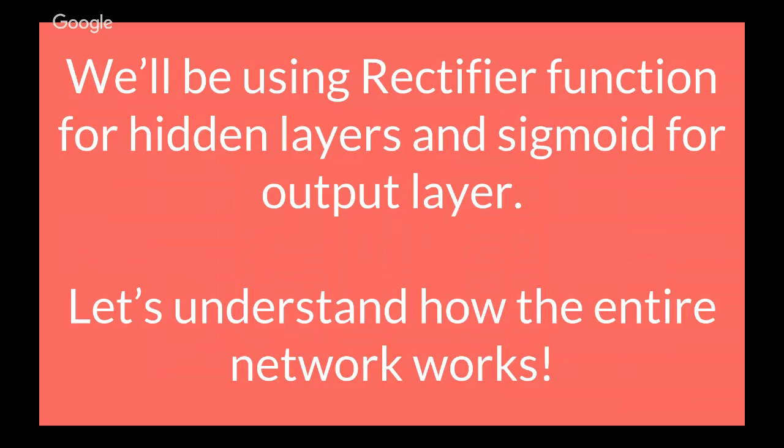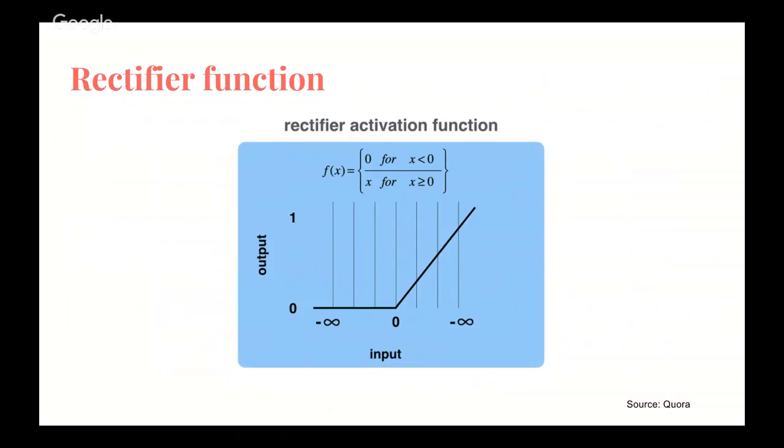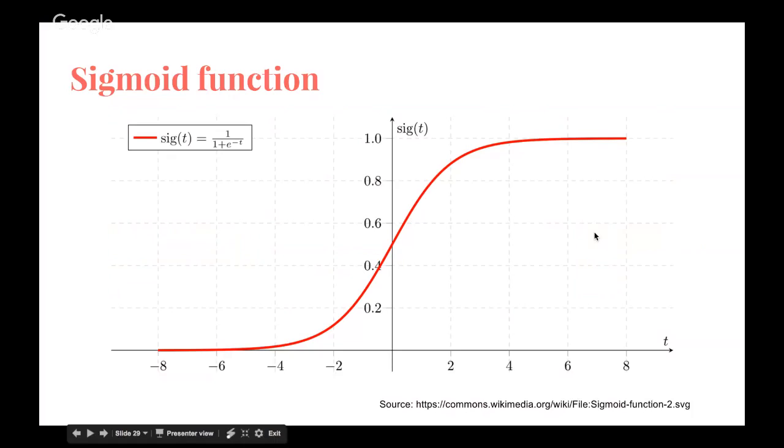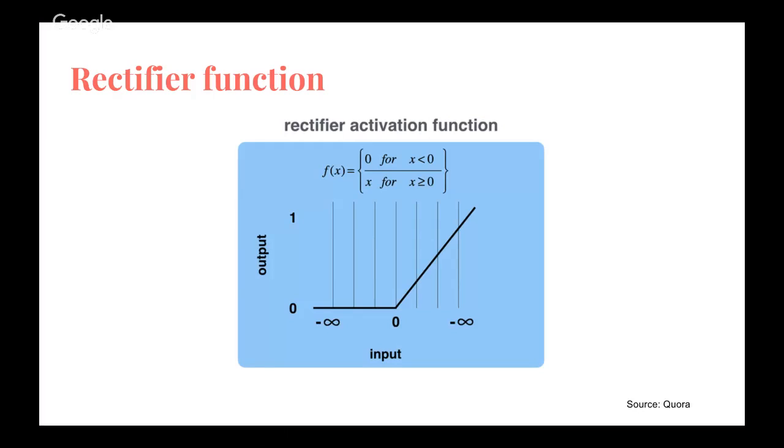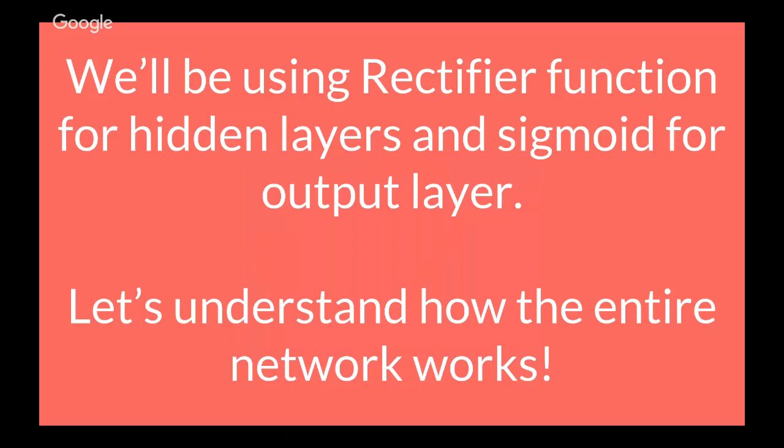Okay, so as I told you, the rectifier function is this one, right? Also called ReLU. And the sigmoid function is this one, okay, which gives us the probability, and we use it in the output layer, the last final layer. Okay, and we'll be using the rectifier function in all the hidden layers. So I'll be using this function in the hidden layers, and for the output layer, I'll be using the sigmoid function. Okay, so now we know a lot of concepts. Let's see how the entire network would work.